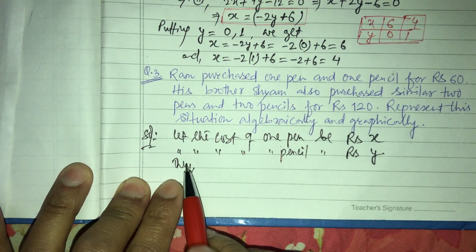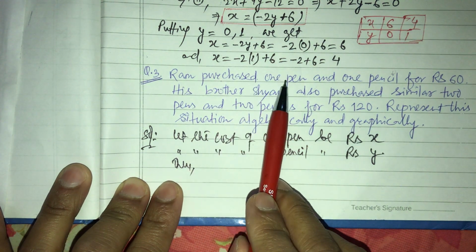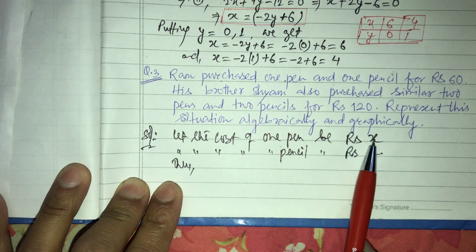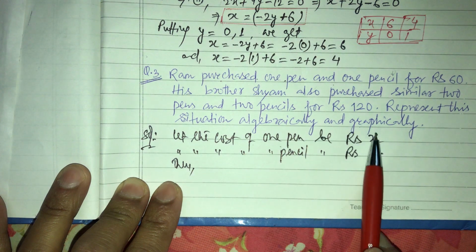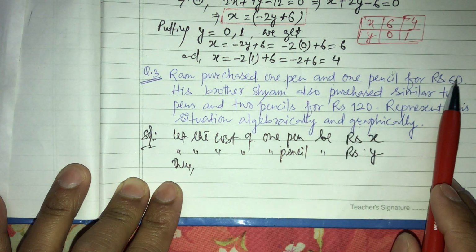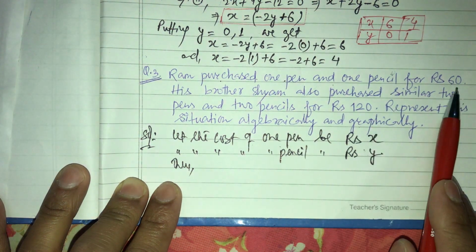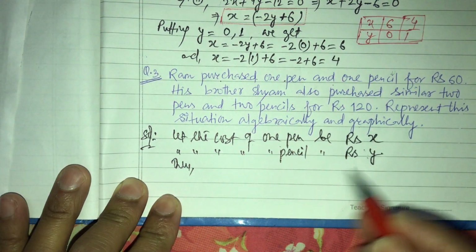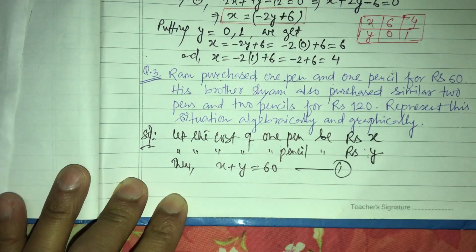Then according to the first statement, Ram purchased 1 pen and 1 pencil. 1 pen is x rupees, 1 pencil is y rupees. When we combine them, you'll get 60 rupees. So he paid 60 rupees to get 1 pen and 1 pencil. Combinedly means addition, plus. So x plus y equal to 60. You got the first equation.